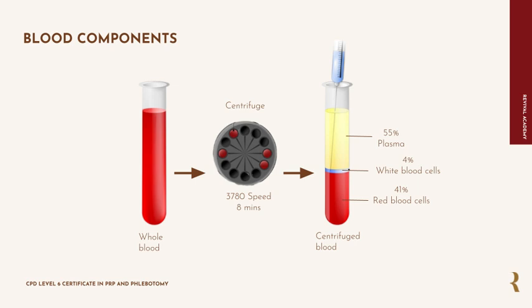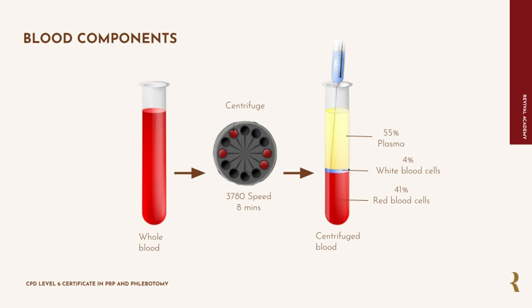After the centrifuge is finished, you're going to really gently get the blood tubes out, and you will see that the whole blood has separated into 3 different components. You have 41% red blood cells, which we're not using, and 4% white blood cells, which we're not touching. We're only going to use the plasma for this treatment, and you should get about 55% plasma.